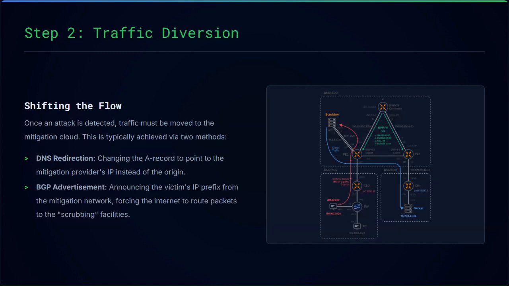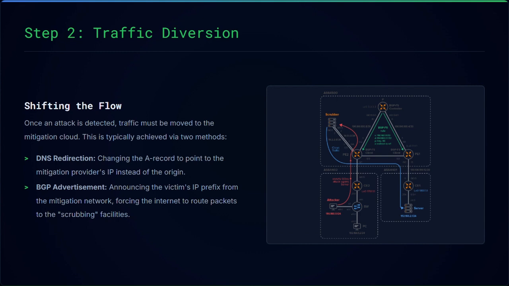So moving on to the second step, which is traffic diversion. Once an attack is confirmed, we can move the traffic immediately. We change the internet's GPS to reroute the malicious flood away from the server and to our mitigation cloud. This is done through two technical concepts. The first one is DNS redirection, which is like changing the website's address in the internet's phone book, and BGP advertisement. BGP, or Border Gateway Protocol, is essentially how large networks communicate traffic routes.